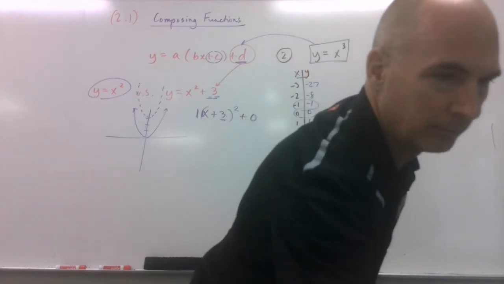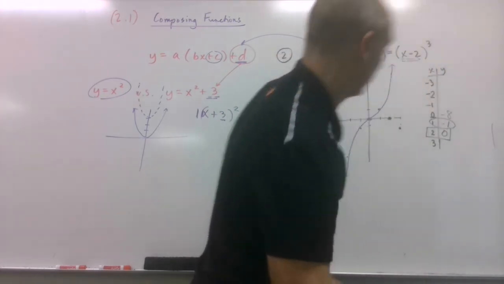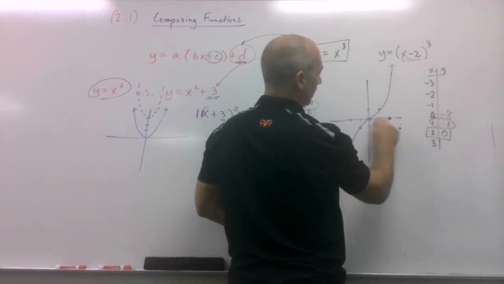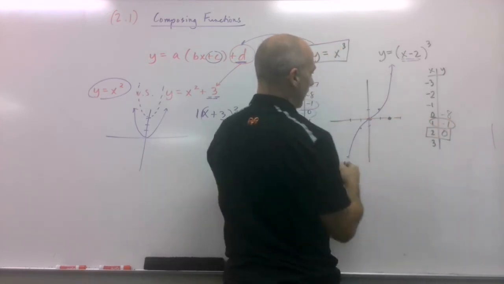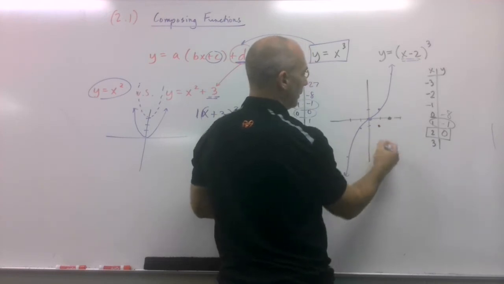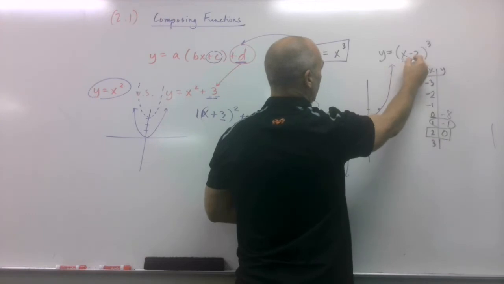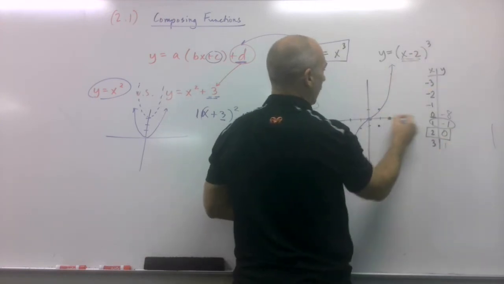Hold on a second. I knew I made a mistake there. I just couldn't think of it in the moment. 1, negative 1 is not here. This is 3, negative 1. So 1, negative 1 should have been right here. And you can already, let's just plug in the 3 now. 3 minus 2 is 1. 1 cubed is 1. Out 3, up 1.